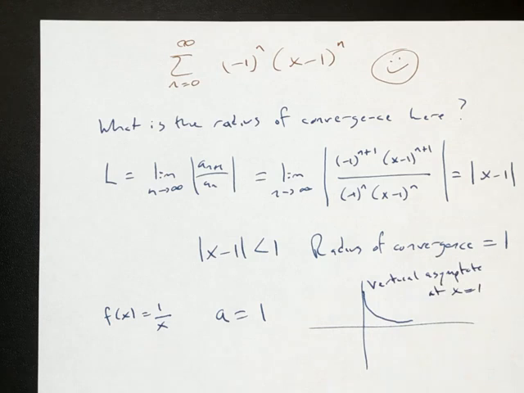I need to picture myself standing on the number line at the point 1. And I start to spread my arms until I run into a place where my function is undefined. Hit 0. Function's undefined. That's as far as I can go. My radius is 1. That works all the time. Ready?